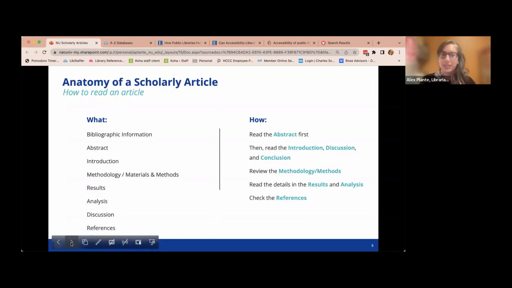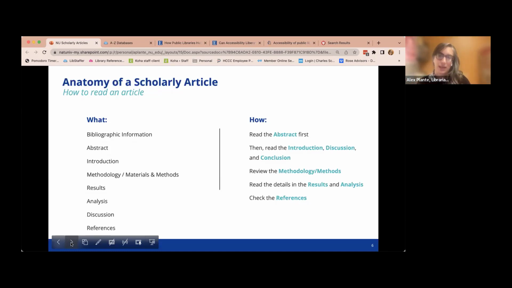All scholarly articles are going to have bibliographic information, which is a fancy librarian term for the author, where it was published, when it was published, right? That's all that bibliographic information means. Then it's going to have what's called an abstract, and an introduction. It's going to have a section, and this can change a little bit from discipline to discipline, but essentially a section on methodology, materials, and methods, right? So essentially the way the study was approached.